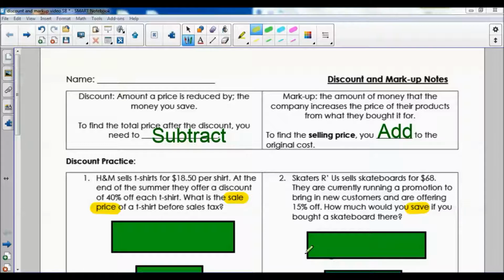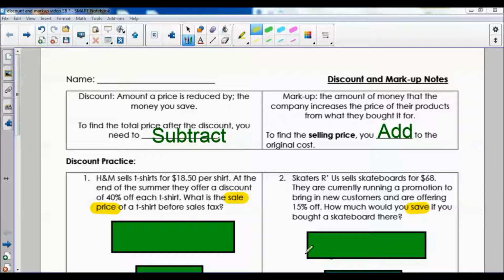Okay, so first discounts. Discounts are the amount a price is reduced by or the money that you save. So you've probably seen discounts at stores before, right? It'll say 20% off or 50% off, especially those sales on Black Friday like we just had. Or you could use a coupon and get a certain amount off, a certain price or percent.